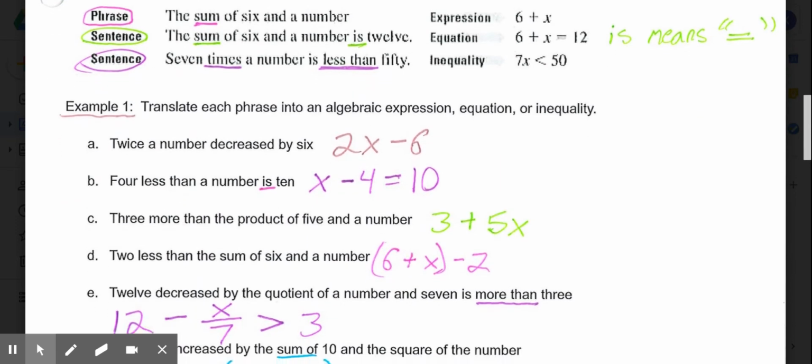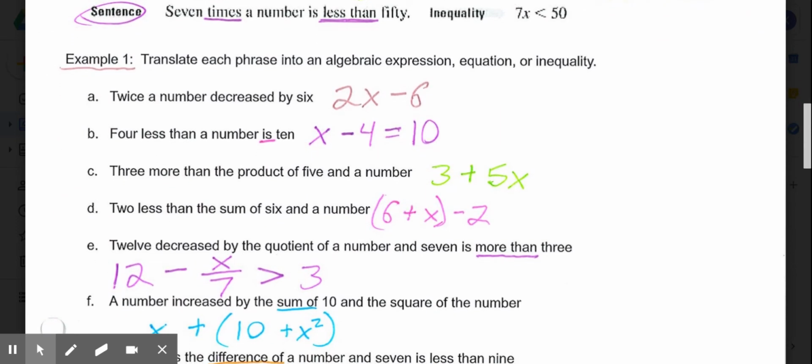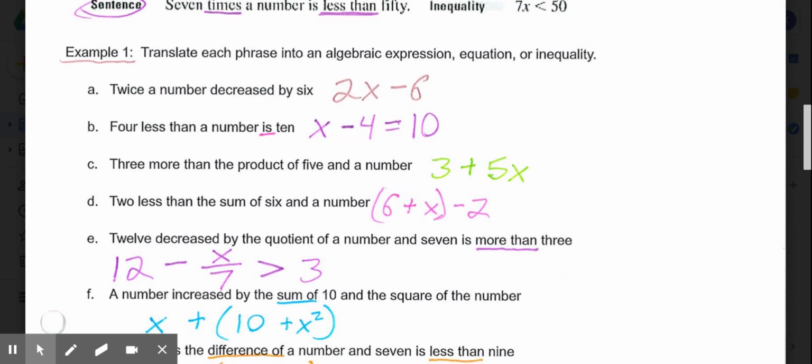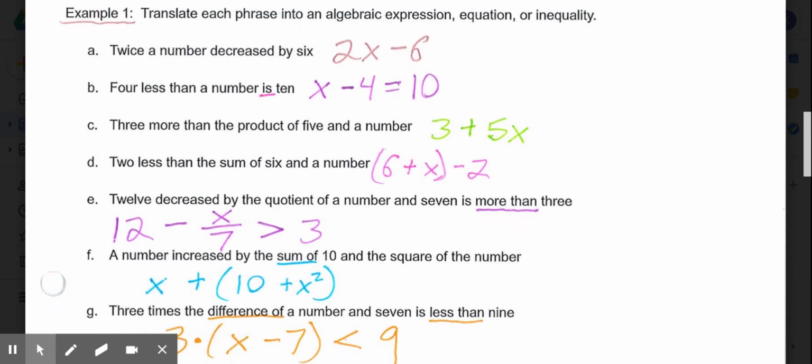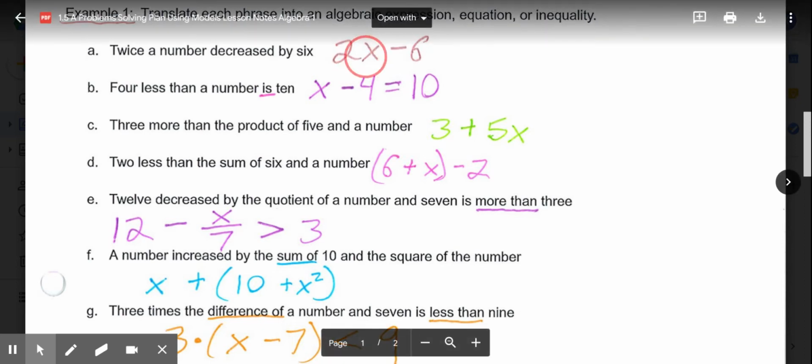So in example 1, they give us our different verbal phrases, and they want us to write it as an algebraic expression, equation, or inequality. So looking at A, twice a number decreased by 6. No is or less than, greater than, so it's just an expression. Twice a number, 2x, decreased by 6, minus 6.